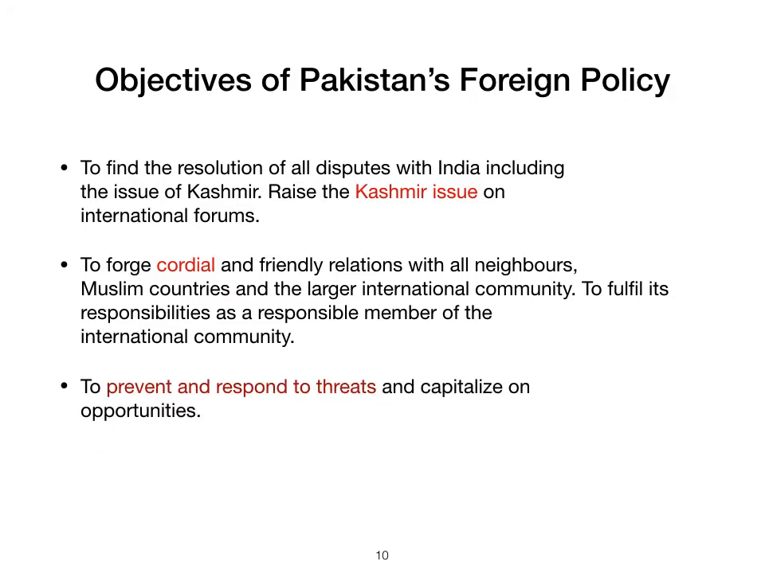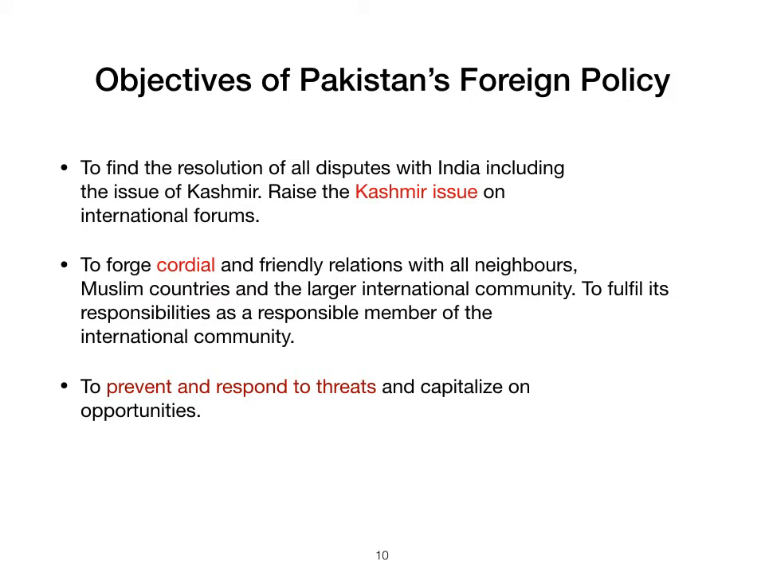And similarly, to prevent and respond to threats and capitalize on opportunities, Pakistan has to look forward. If there's a threat, particularly from India, Pakistan looks forward to respond through means and diplomacy first, and then it depends how the international community gets involved.